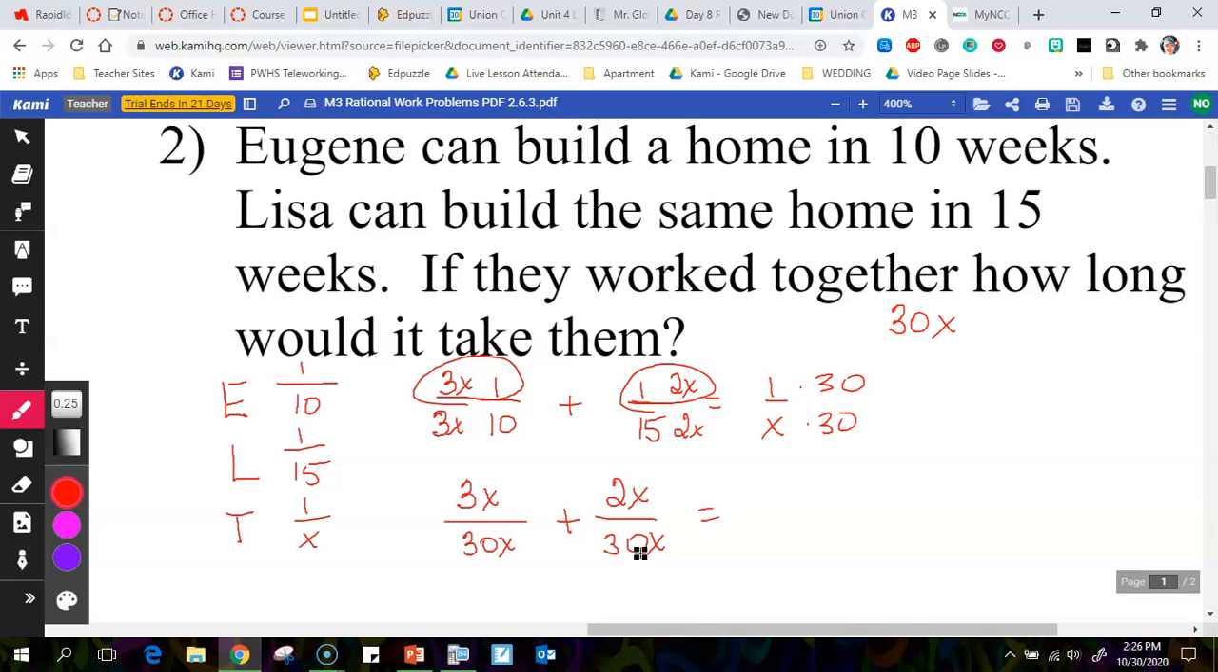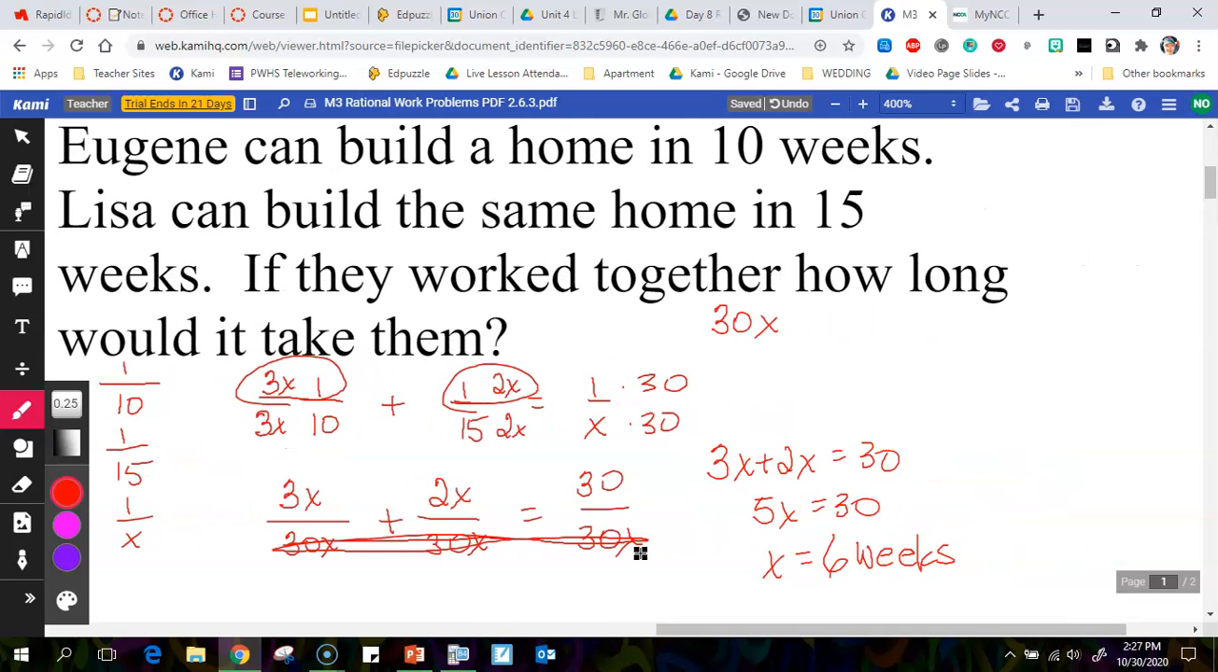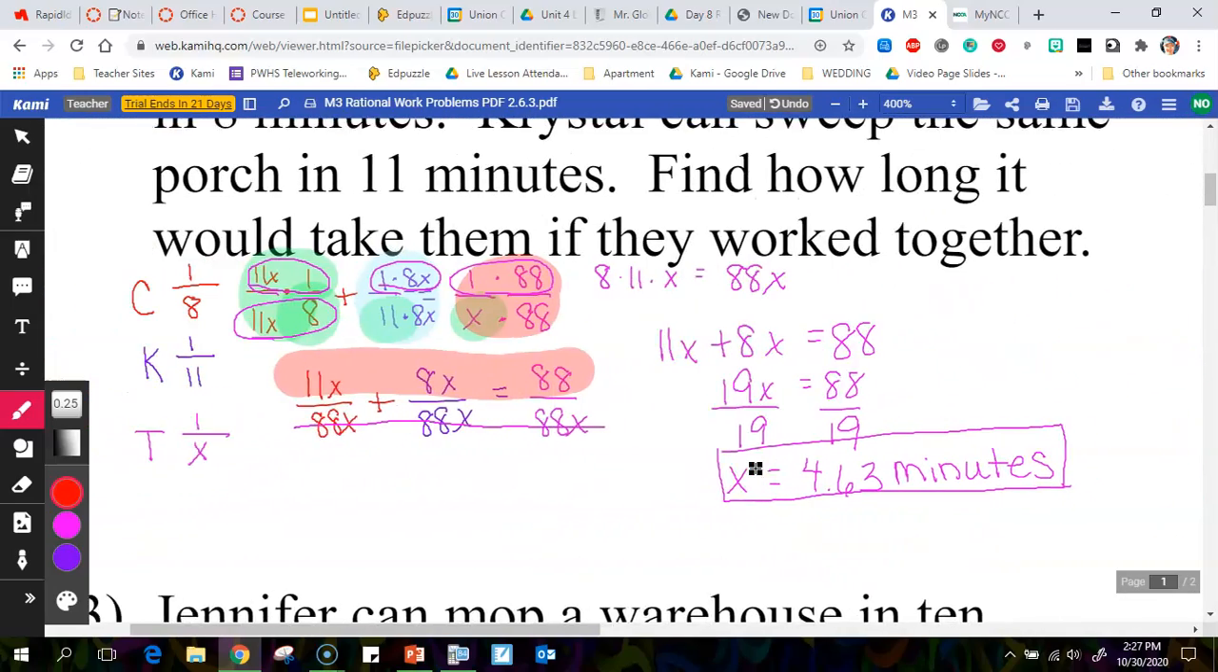So 3x over 30x plus 2x over 30x equals 30 over 30x. You don't even have to do this part if you don't want to, because you know you're going to end up with the same denominator. So 3x plus 2x equals 30. That's 5x equals 30, and x equals 6, and that was in weeks. They don't always ask how long it will take together. Sometimes they'll give you the together number, and if we get to something like that, we'll switch up the way we're doing it a little bit.